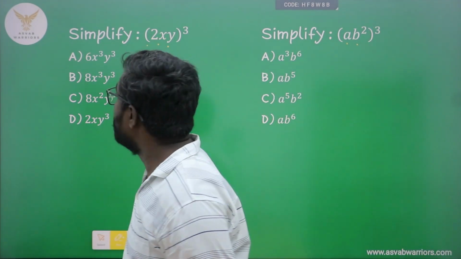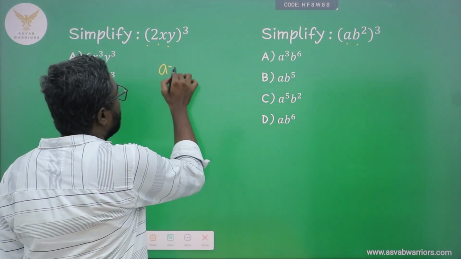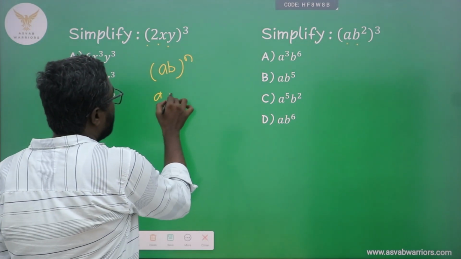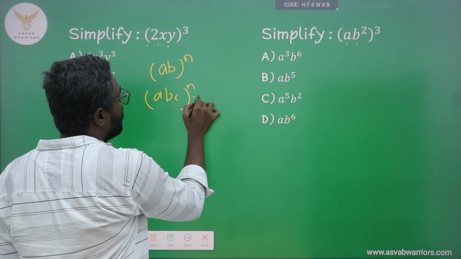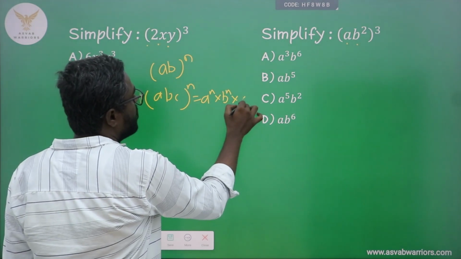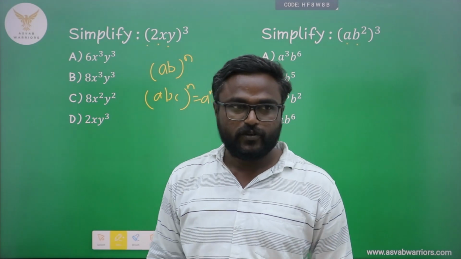Look, what is going to happen? Initially the rule was just about (ab) to the power n. You can also do it as (abc) to the power n, which is nothing but a to the power n times b to the power n times c to the power n. Okay, I hope you understood this.